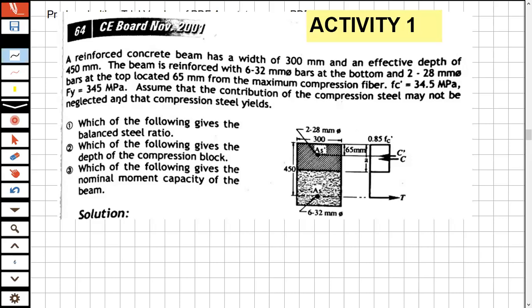Okay, so let's continue. You have here a reinforced concrete beam that has a width of 300 millimeter and an effective depth of 450 millimeter. The beam is reinforced with 6-32 millimeter bars at the bottom, and then you have 2-28 bars at the top. Parang how similar siya sa previous example natin. Okay, the f'c is 34.5, fy is 345.